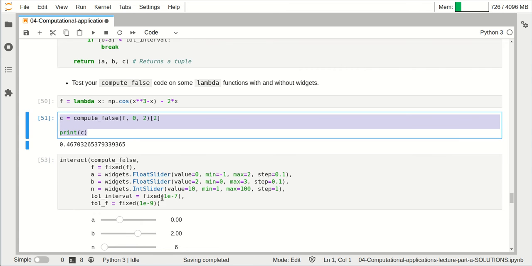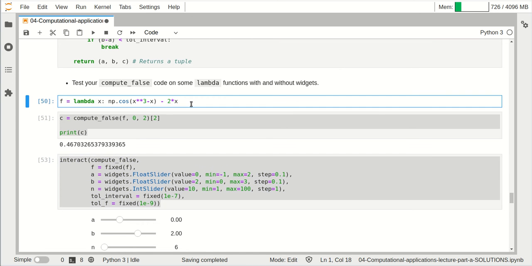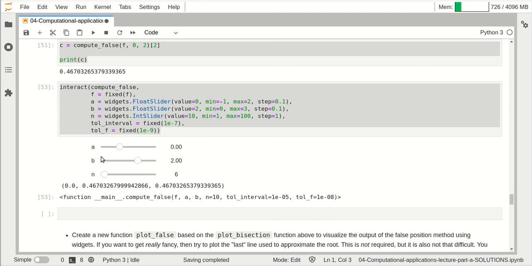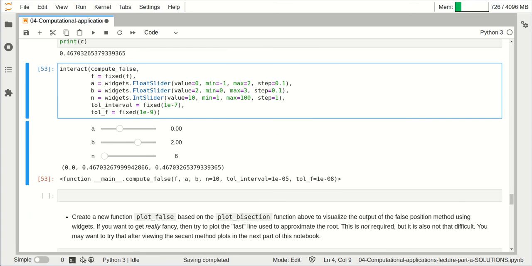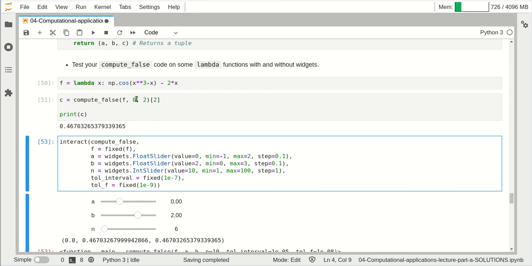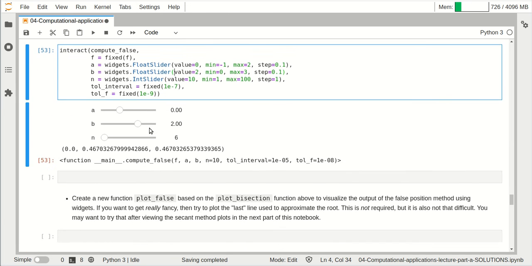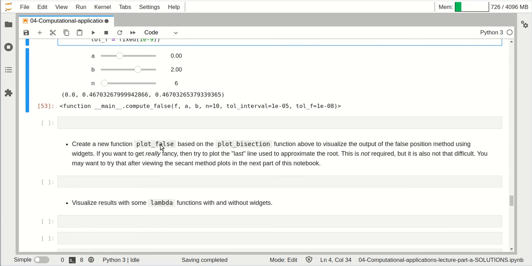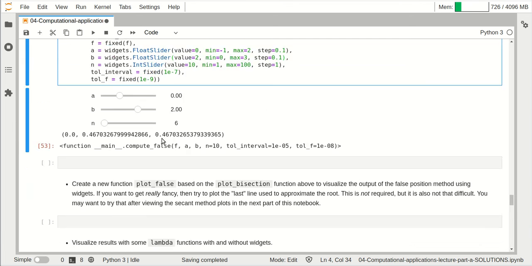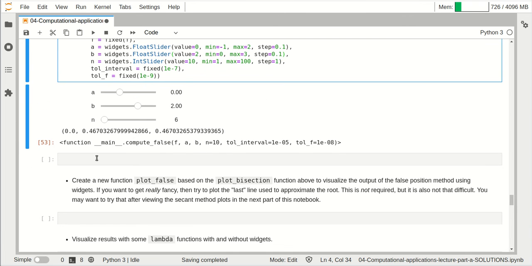Here's without interactivity. Here's with interactivity. Here's one Lambda function. Change the Lambda function down below and copy and paste these two pieces of code below, and then perhaps change the A and the B values. And that's it. You'll have completed this part. And then this is to create a new function called plot false. So I'm not going to do that because I think you can carry on with finishing that.